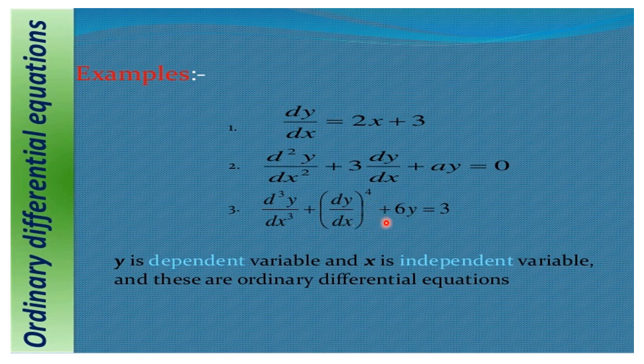Similarly, we have the third example, d cube y upon dx cube plus dy upon dx whole raised to the power 4 plus 6y equals 3. Again y is a dependent variable, whereas x is an independent variable. Here to calculate the order, see, it is dy upon dx, only the first derivative. And it is d cube y upon dx cube, which means we are differentiating it 3 times. What is order? Order is the highest derivative occurring in the differential equation. That means the order of this equation is 3.